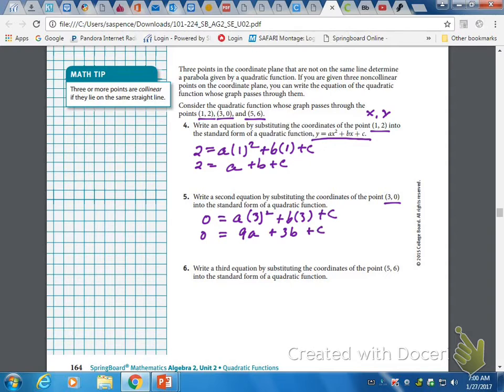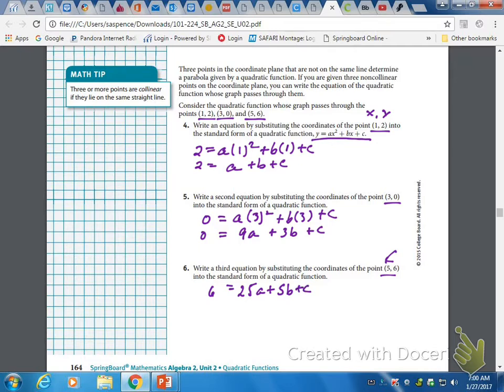The last one, I think you're probably getting the hang of this, so let's do this one. So we get y of 6 equal to, we're going to put the 5 in for x, so x squared would be 25. So 25a plus the 5b plus the c.